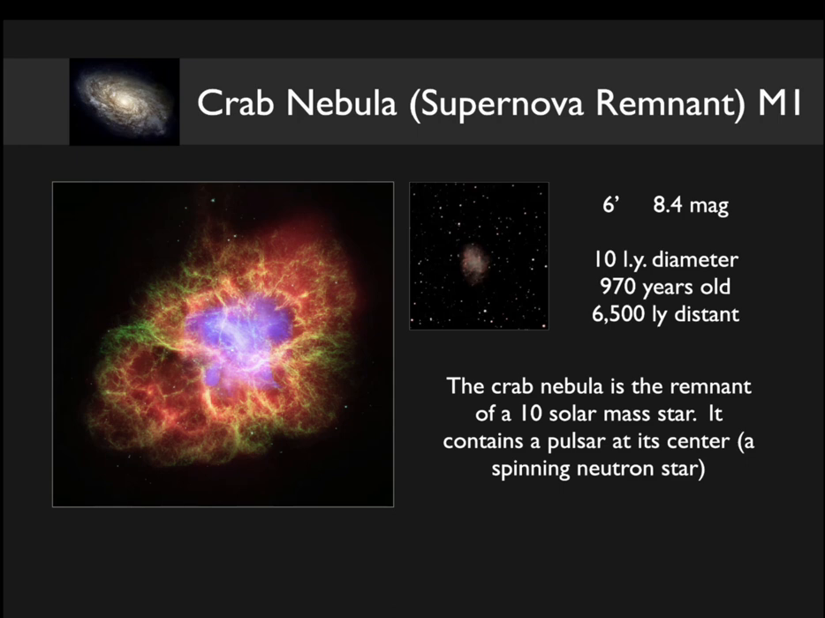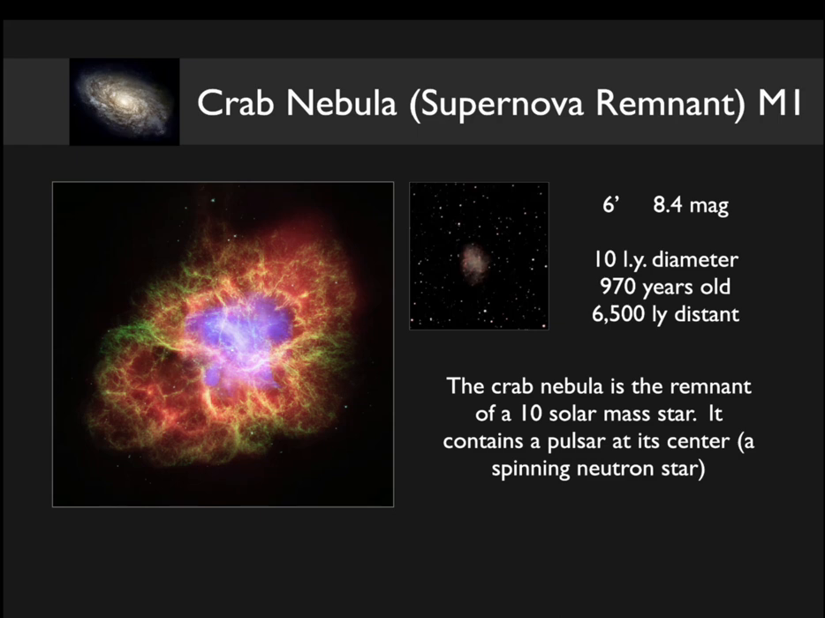So an example of the supernova remnant is called the Crab Nebula, or M1. Again, the image on the left is a Hubble Space Telescope image, and you can see these are just the remnants of the star that just exploded, and this thing is expanding outward very rapidly. So this happened fairly recently.